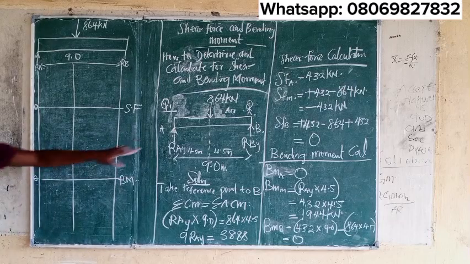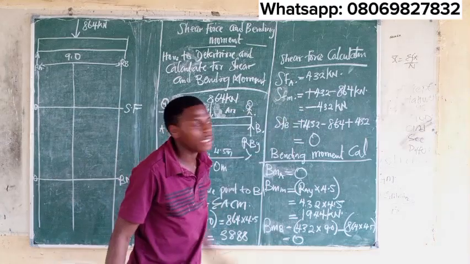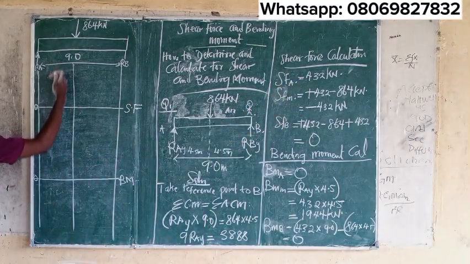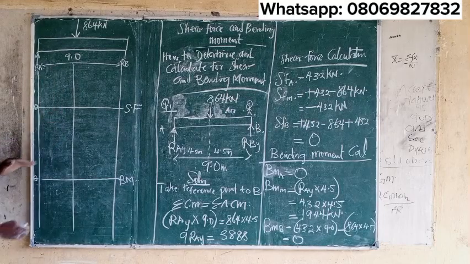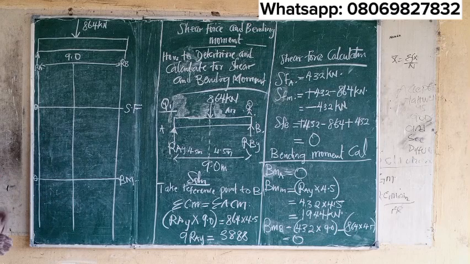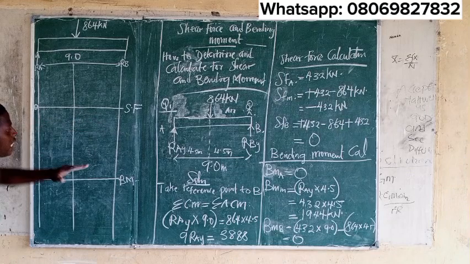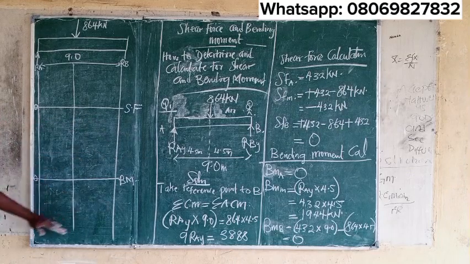Now, the shear force at point A, is it positive or negative? It is positive. Now, this is our positive. This is our negative. This is our positive for bending moment, and this is our negative for bending moment. So any negative you are seeing here will fall under this place for shear force, and any negative for bending moment will be under this line here.